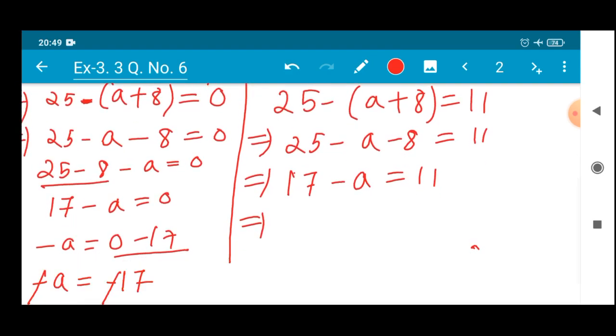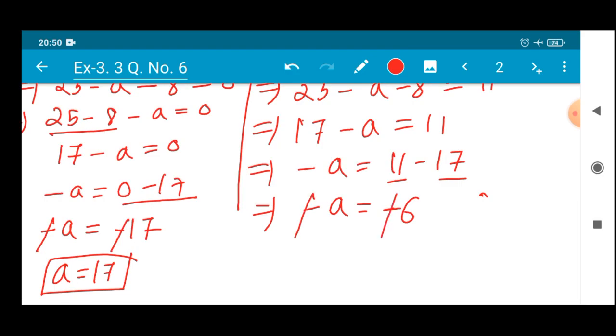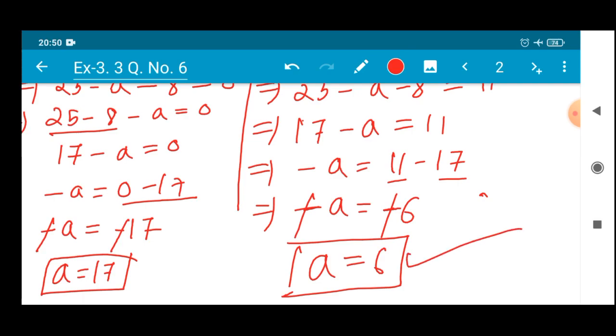Now minus a is equal to 11 minus 17, because this 17, when it crosses the boundary, of course positive 17 will become negative 17. Next, minus a is equal to 11 minus 17, or 17 minus 11 is 6, but negative 6. Why? Because between 11 and 17, 17 is the greater number, 17 is carrying a negative sign, so negative 6 will be there. Now again in the left hand side and right hand side a negative sign is there, and we got the value. Now a is equal to 6. Yes, this is the value of a, because 6 is a single digit number.